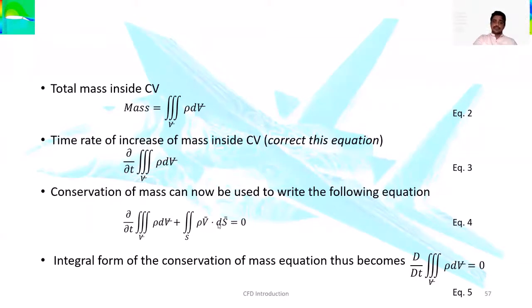So the surface integral of rho v dot ds, this total term needs to go to 0, that is equation 4. Or when the fluid flow is involved within a complete fluid flow, we can even write it as d by dt of rho dV is equal to 0. Then we can say that the conservation of mass holds, or mass is being conserved. So the resulting equation is equation 5.